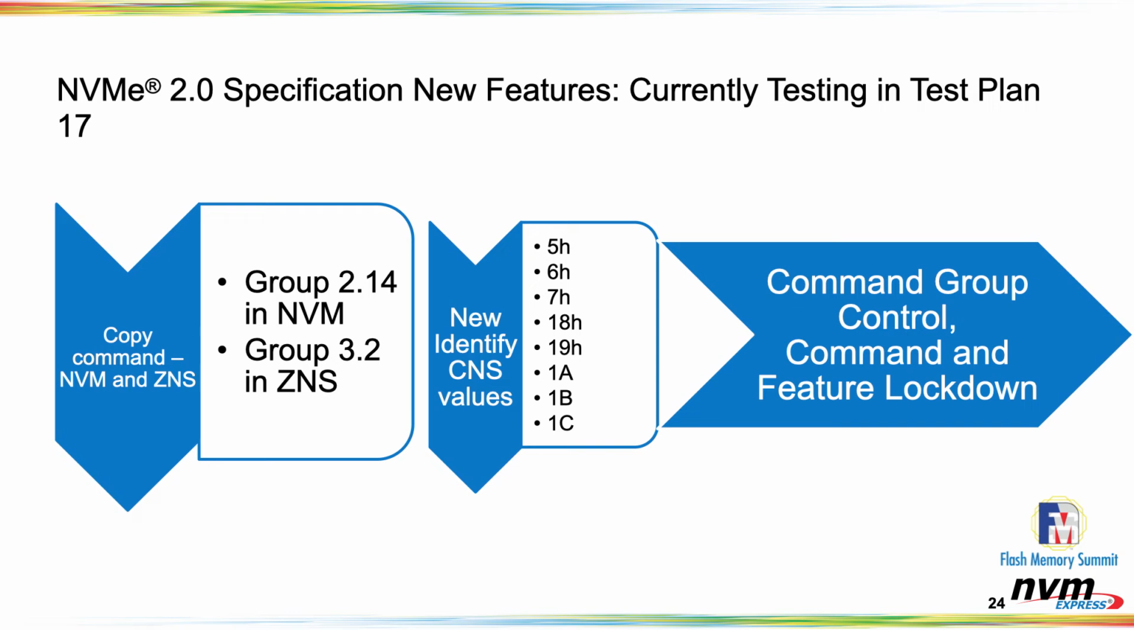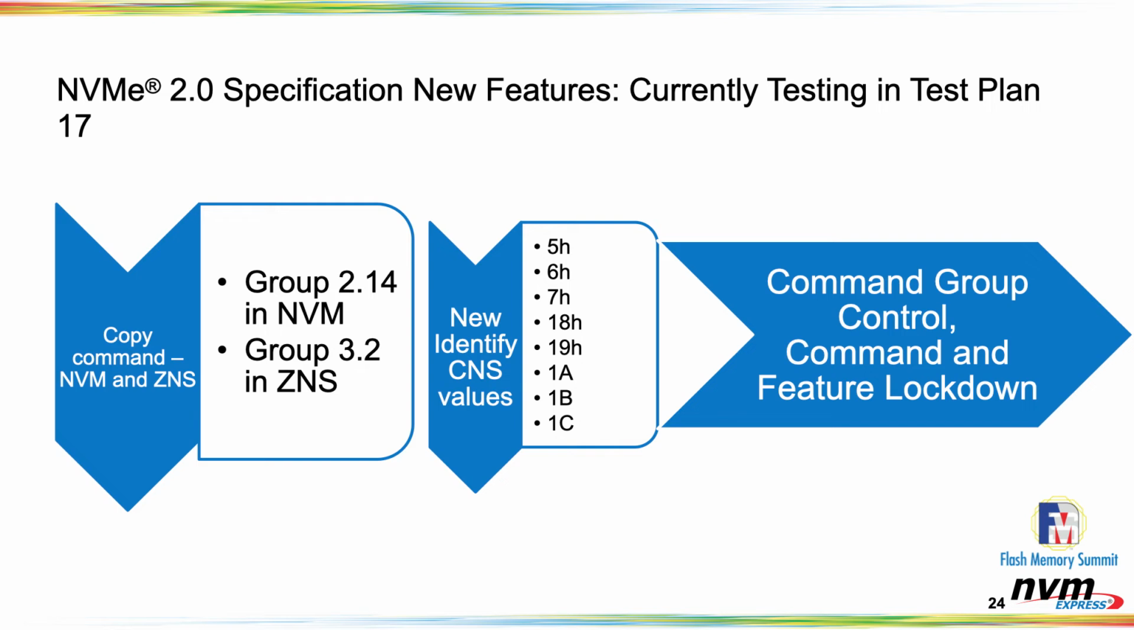So some new 2.0 features that we were testing in our latest release of the test plan. We added tests for a copy command in NVM and ZNS. There's a bunch of new CNS identify values that were added in 2.0 that we added a bit early in 1.4 next that caused some issues. So that's just an example of when we see failures that might not necessarily be the drive's fault. We communicate and we'll get emails and we'll talk and work through it.